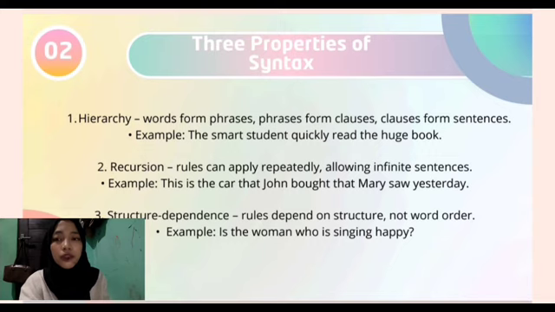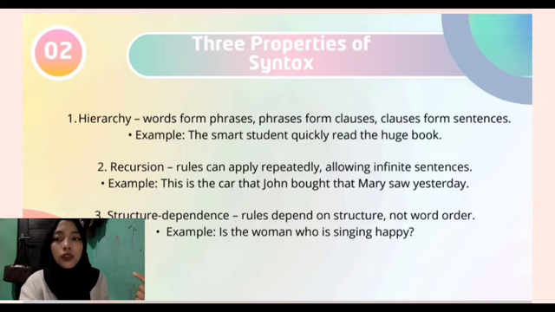And the second is recursion. Recursion is the ability to embed one structure inside another repeatedly. For instance, in the sentence, "this is the car that John's brother, the Mary saw yesterday." There are clauses within clauses. This property explains why human language can produce an infinite number of sentences using a limited set of words and rules. It's what makes language creative and flexible.